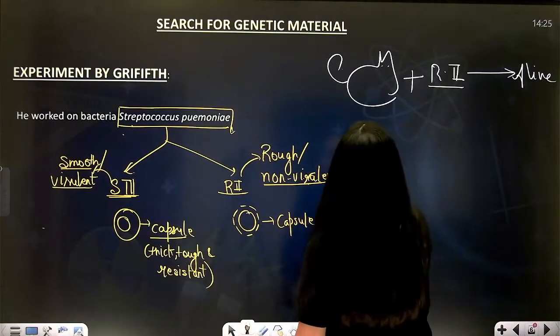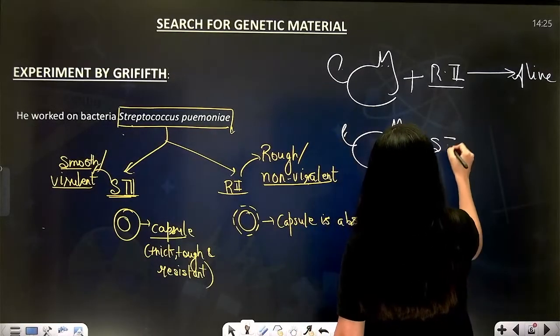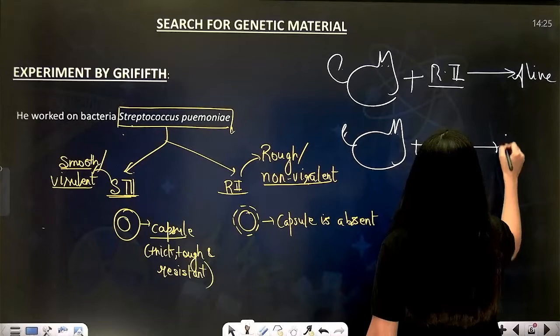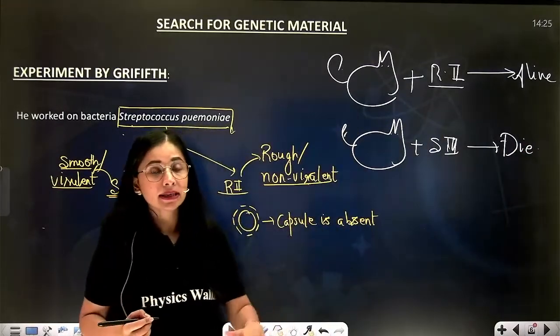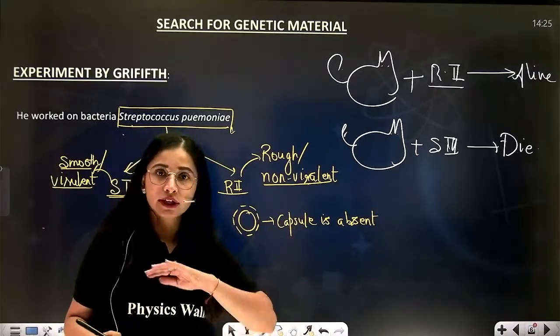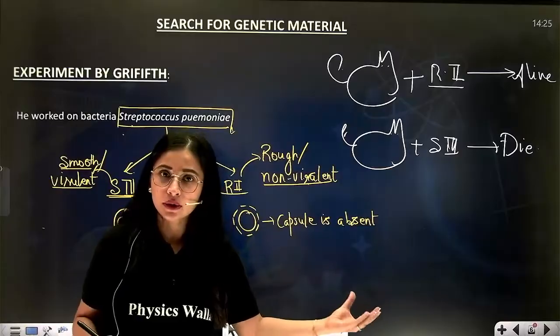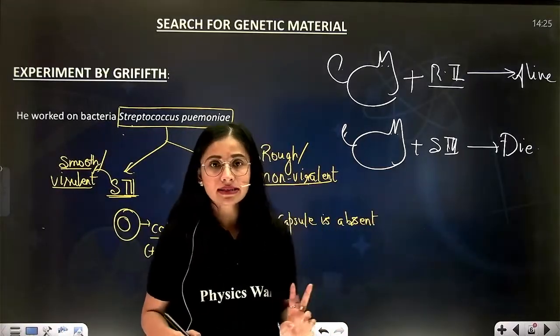On the other hand, if the same mice is injected with the S3 strain, what will happen? The mice will die. Why? Because now the mice will develop pneumonia. Griffith did not give any medicine to cure the pneumonia. Hence, the mice died. I hope the first two cases are clear.